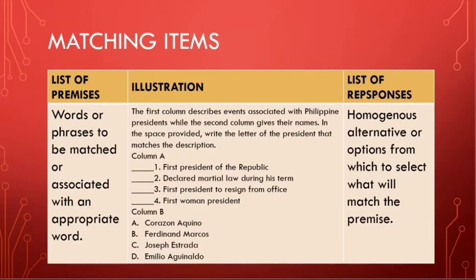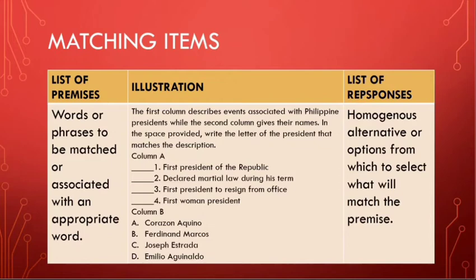So you have the list of premises, of course, as written, and we have here the words or phrases to be matched or associated with an appropriate word. And commonly they are grouped as column A and column B. So they are in the first column or the second column. So you have the illustration on your screen.